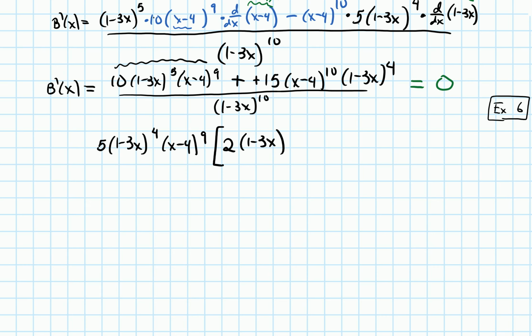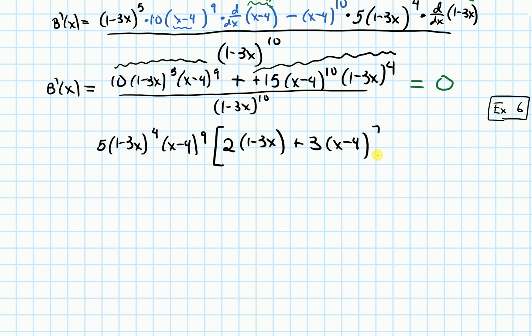So now let's move on to the next term. From the next term, when I take out the 5, I'll be left with a plus 3, because 15 divided by 5 is positive 3. And we'll also have an x minus 4, and that's it. We took out all of the 1 minus 3x's from that term.